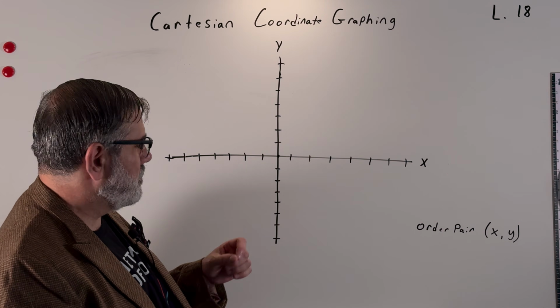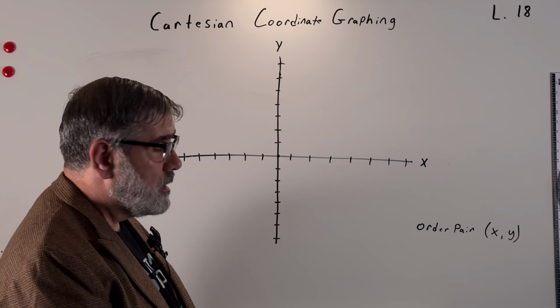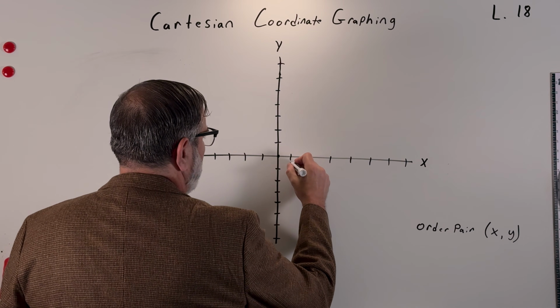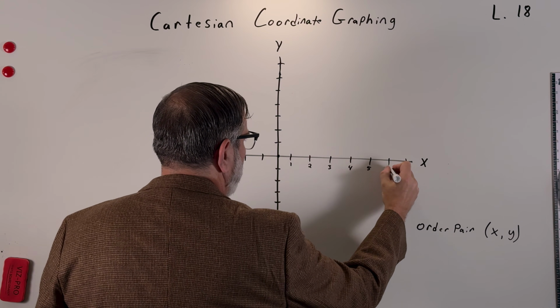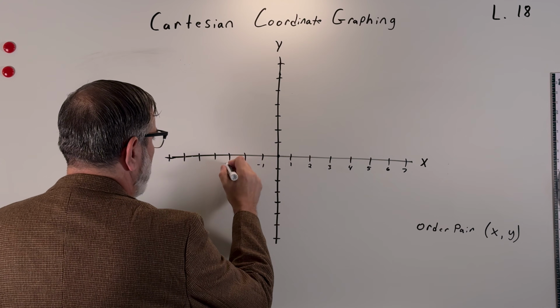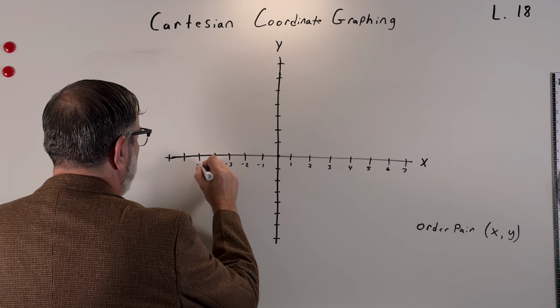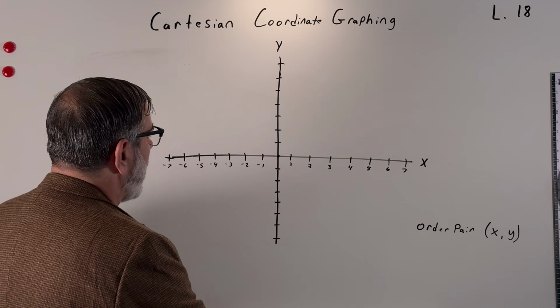So you can see that we've got some negative numbers in here, because anything to the left of 0 must be a negative number, right? So if we called this x equals 1, x equals 2, x equals 3, 4, 5, 6, and 7, then this would have to be minus 1, minus 2, minus 3, minus 4, minus 5, minus 6, and minus 7. And the same thing for the y-axis.